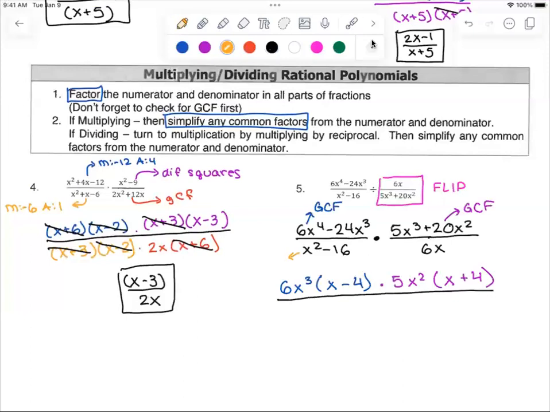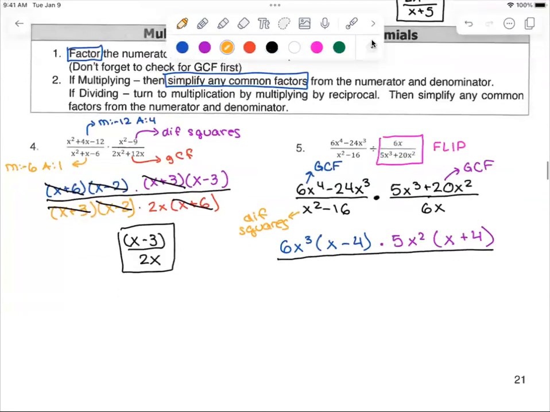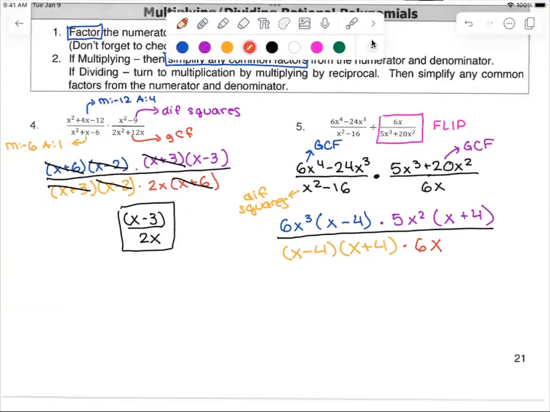This one here is a difference of squares, and we should be getting really good at recognizing these things. You don't have to write the names. I just like to be exact in your notes when you go back and reference it. And the 6x, you can't do anything with. It can't be factored. So now we're going to look for common factors and cancel them out. So I'm noticing an x minus 4 and x minus 4, x plus 4, x plus 4.